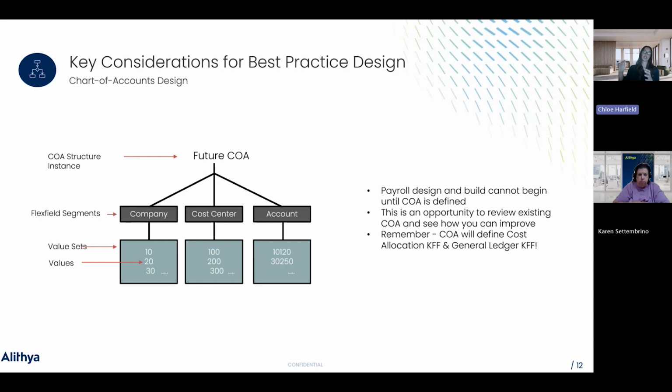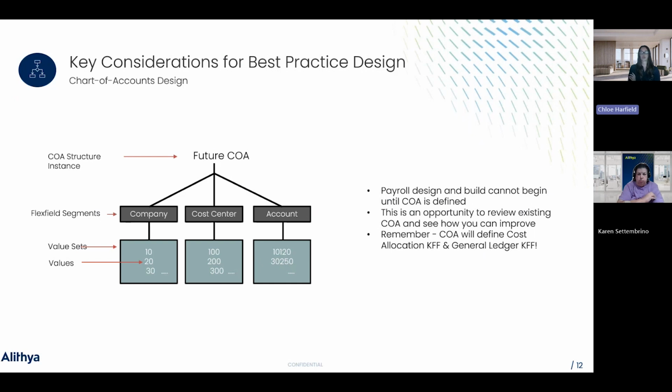When we think about the approach that we take, we're looking at the chart of accounts as it supports the accounting key flex field and the cost allocation key flex field. We're making sure that on the financial reporting side, our chart gives way to clear and consistent views of revenue and expenses, assets and liabilities. And on the payroll costing side, making sure that chart gives way to ensuring payroll expenses are categorized accurately by department or project or other cost centers.